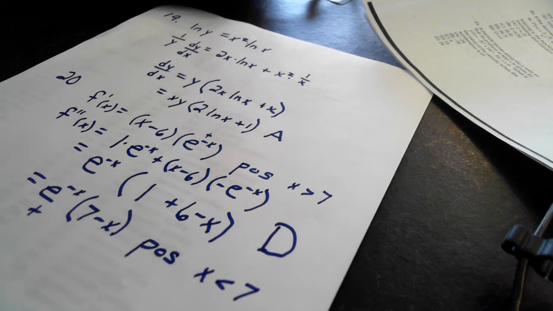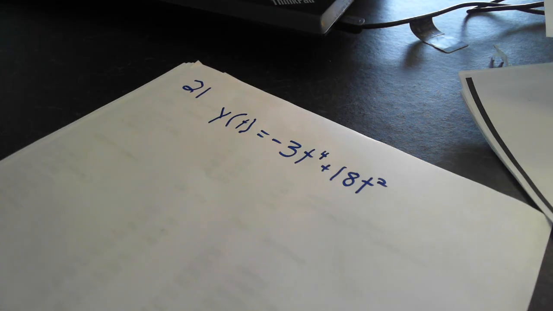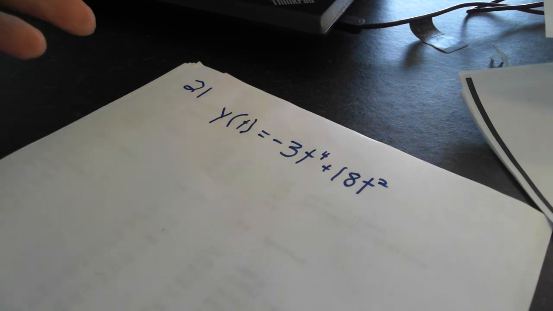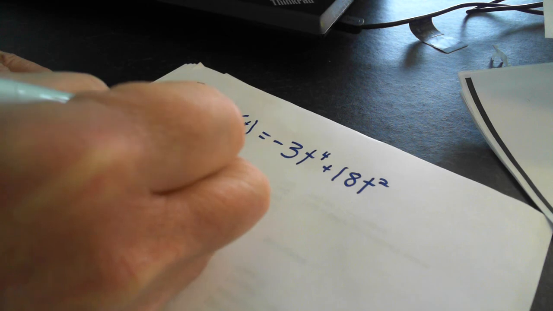Ready for 21. Looks like an easy one. They're saying position is 3 to the 4th. Cubed.